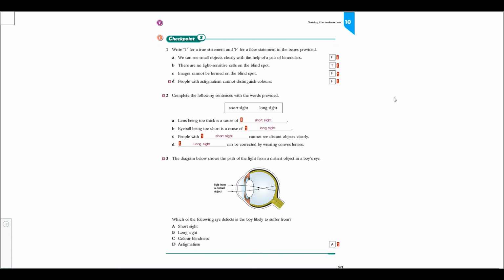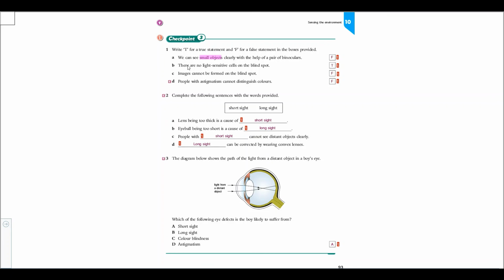Okay, so now I'm showing you the answers and going through each question one by one. So first part, true or false. 1A, we can see small objects clearly with the help of binoculars. It should be false because it's not small objects. So remember, small objects using hand lenses or microscope. Distant objects using binoculars or telescope. So binoculars should be for distant objects.